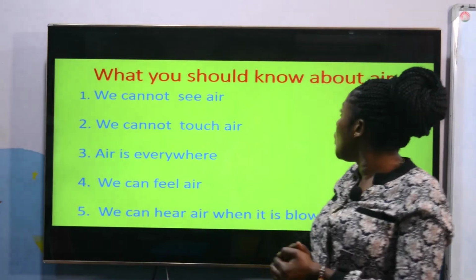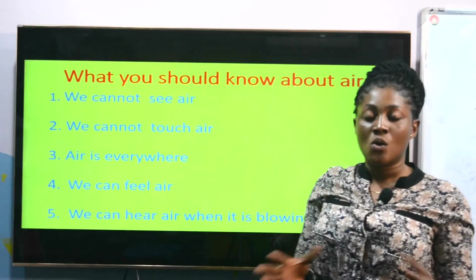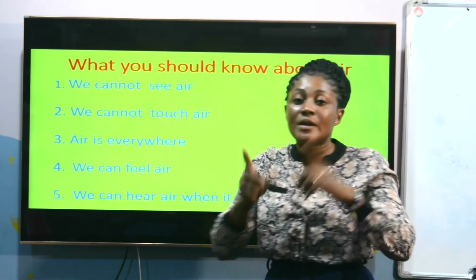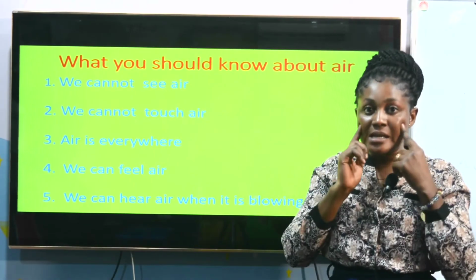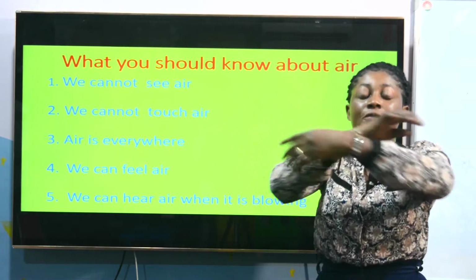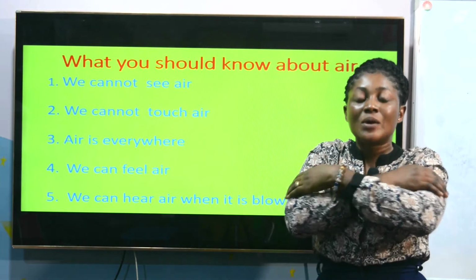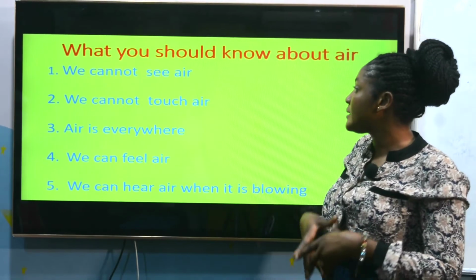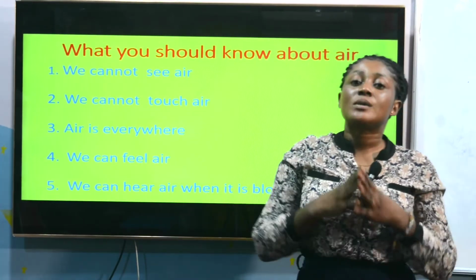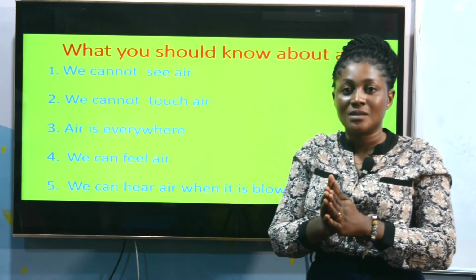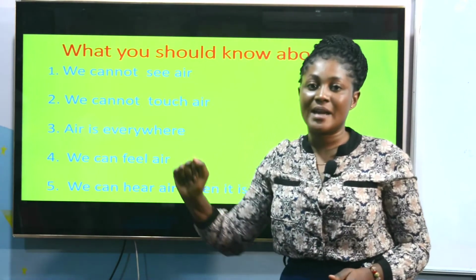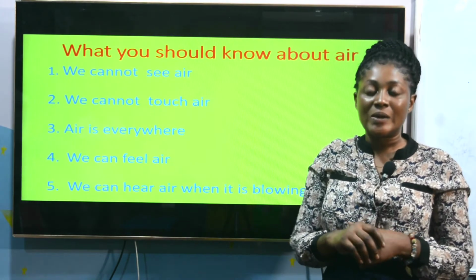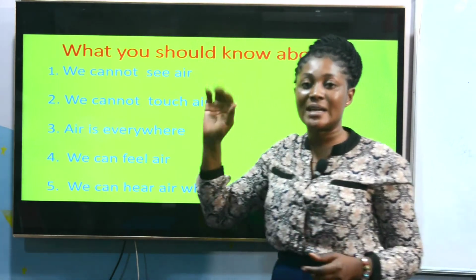What we should know about air. 1. We cannot see air. You can't see air, but you can feel it everywhere, all around. The second one is we cannot touch air. You can't touch air like you are going to touch a tree or a toy. You can't see it and you can't touch it.